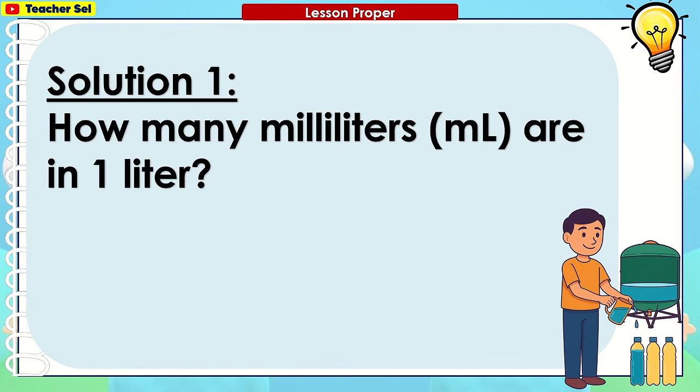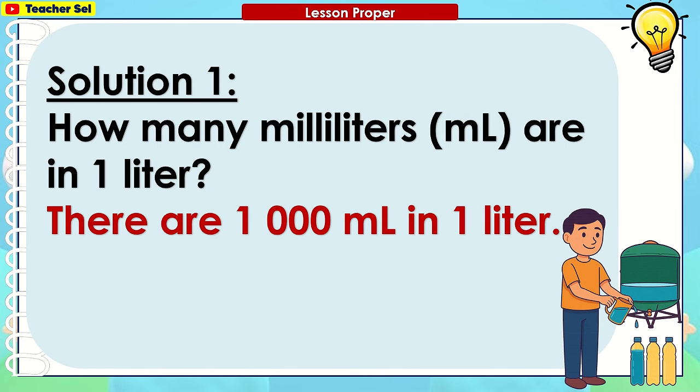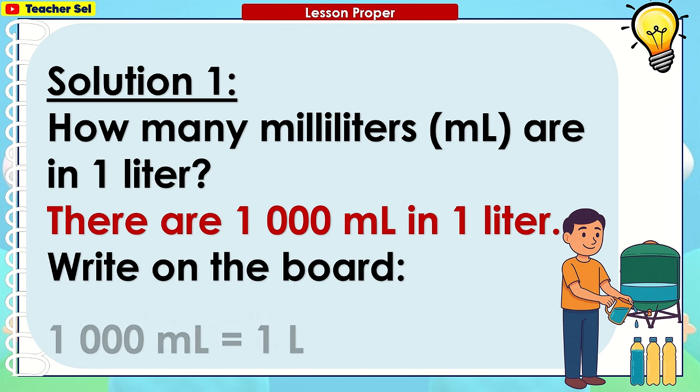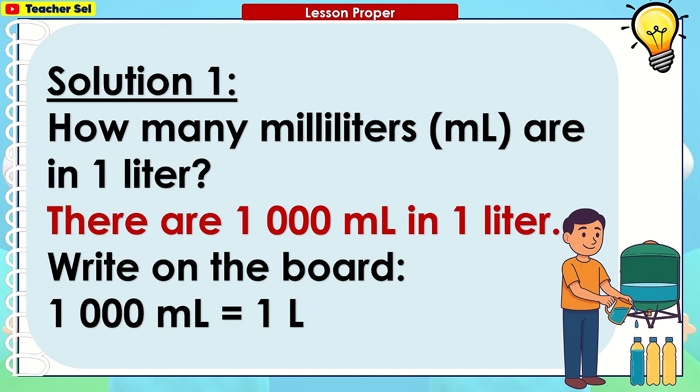For solution 1, how many milliliters or ml are in 1 liter? There are 1,000 ml in 1 liter. Let's write on the board. 1,000 ml is equal to 1 liter.